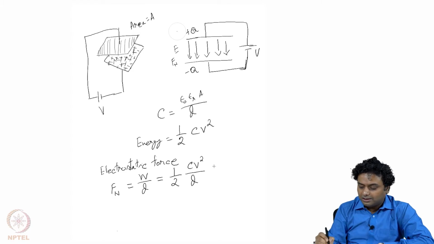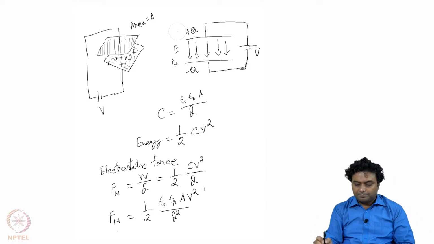Now what is C? Half of C is equal to epsilon naught epsilon R A by D, so this will become D square at the bottom and V square on top, okay.